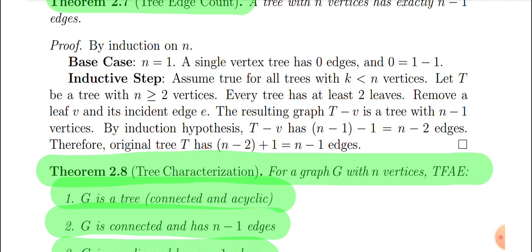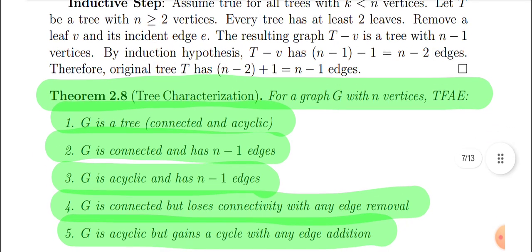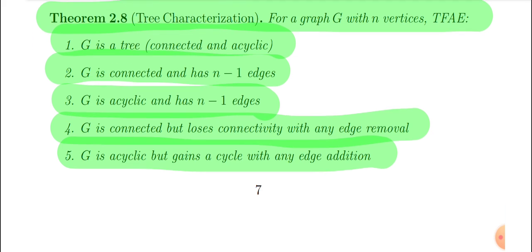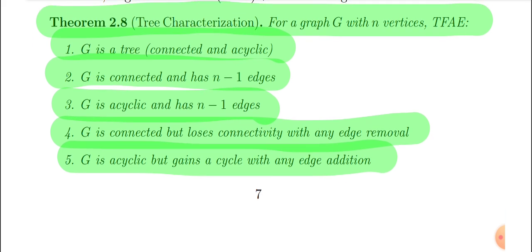Okay, pairing 1, the definition and counting rules. The definition is 1, G is connected and acyclic. And the counting rules are 2, G is connected and has n minus 1 edges, and 3, G is acyclic and has n minus 1 edges. So this means if you confirm either connectivity or acyclicity, simply counting the edges to be n minus 1 confirms it's a tree. Yes, it's a huge shortcut.